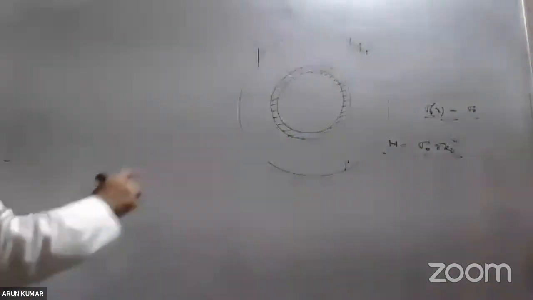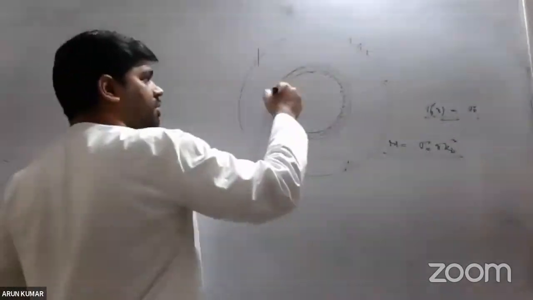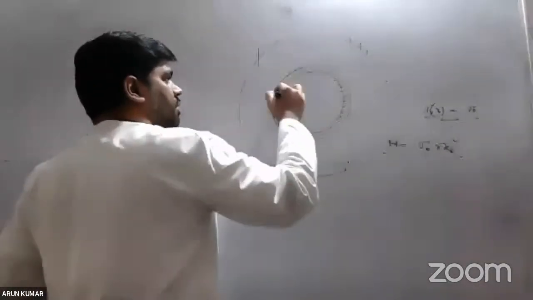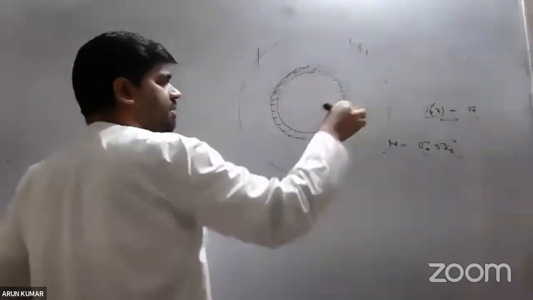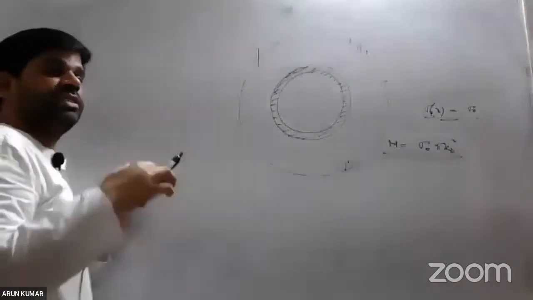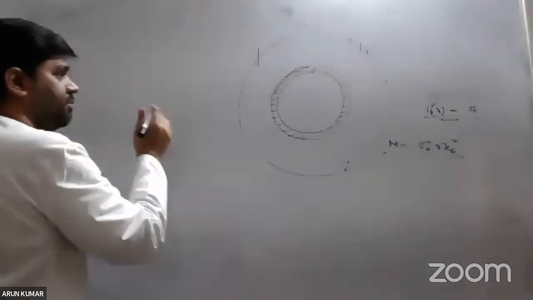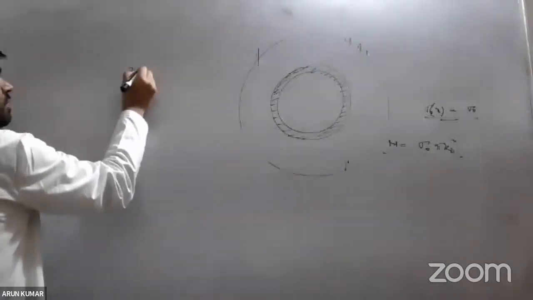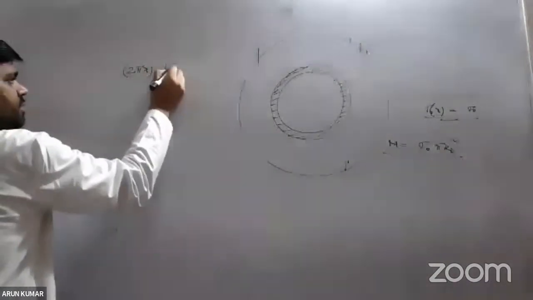Now I should get this with the integration also. Whether I take this strip or this strip, I should get the same answer. But I will consider the convenient strip. Now let's take this strip as the element. What is dA here? 2 pi x dx.